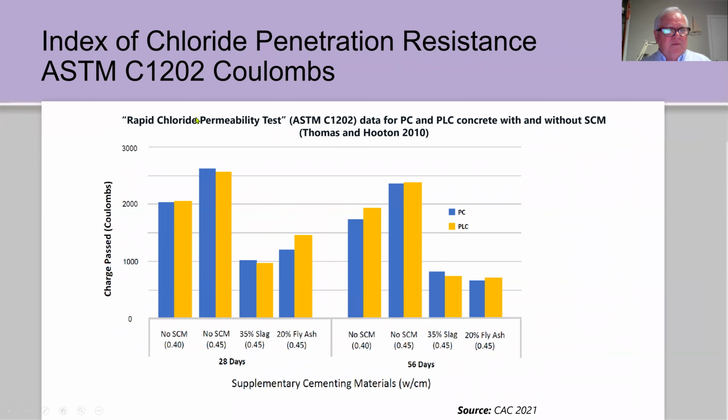Again, this is the rapid chloride permeability index test, and the limestone is not having a negative impact on the results. And you can see the big influence of fly ash and slag in reducing those values.